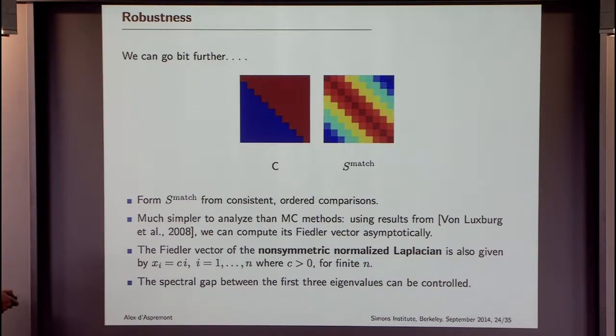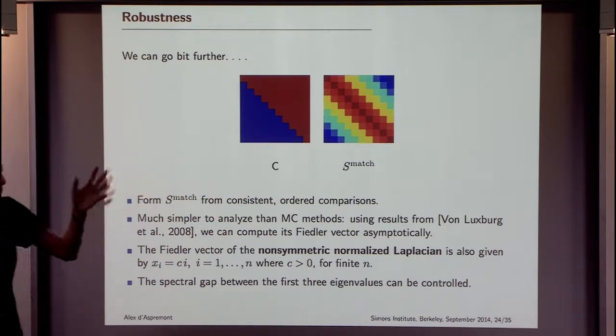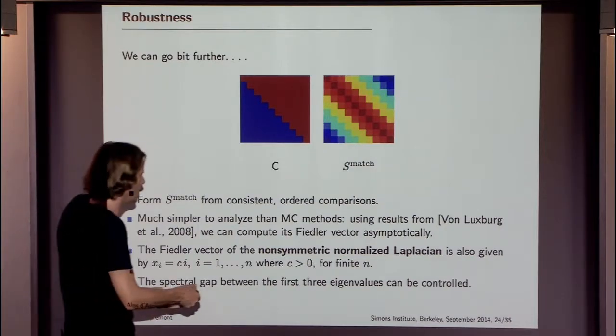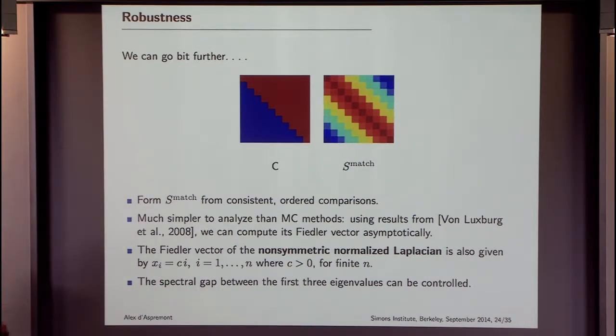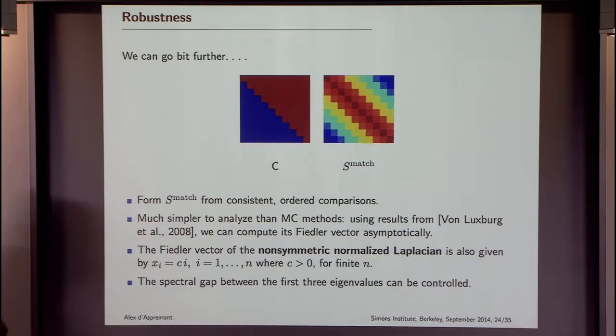And same thing for the normalized. There are two versions of spectral clustering, normalized and non-normalized. I'm not going to go into details. The non-symmetric normalized Laplacian is even simpler to analyze because its Fiedler vector is of this form, x_i equals a constant times i. So it's uniformly increasing. And in addition to that, not only can you compute the Fiedler vector explicitly in this case, at least asymptotically, you can also control the spectral gap very precisely. And the spectral gap is what defines robustness for these matrices.